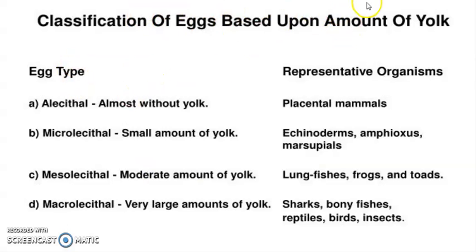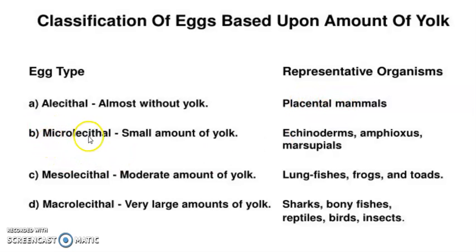Here is the type of egg according to the yolk: how much yolk is present or absent. Alecithal eggs are the eggs that do not have yolk, where the yolk is absent. The example is placental mammals, including humans, in which the placenta is present that provides food to the baby from the body of the mother.